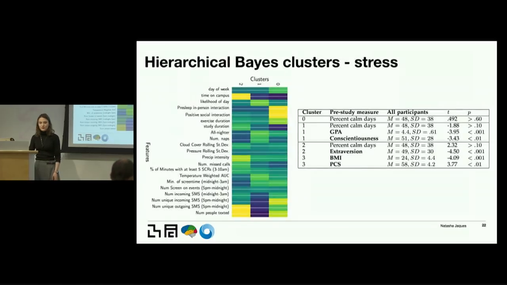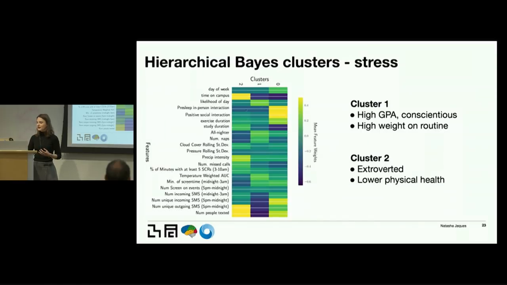And to really make that point, this is one of my favorite findings. These are the clusters that were automatically learned by the hierarchical Bayesian model. And so we did some post hoc analysis to understand who got clustered together. And we found that the first cluster, cluster zero, is kind of like the average person. They don't differ from the group significantly on any metric. But the second cluster differs significantly in that they have a higher GPA and higher conscientiousness. And actually, they also place a very high weight on the likelihood of their day, which is a measure of how routine their location patterns are. So they're less stressed when they're more routine, they're very conscientious, they have high GPA. This is kind of like the studious cluster, if you will.